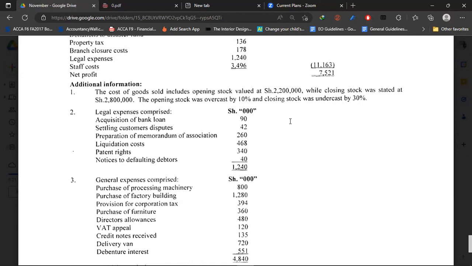We talked about MOA as part of the capital cost, which is not supposed to be affecting the income statement. Now, we have the liquidation cost, patent rights. We are also talking about the costs which are supposed to be incurred before the business starts. We have the notices to defaulting debtors. We also know that is an allowable expense, because when we send a notice, it is basically part and parcel of what you're supposed to be doing in terms of the steps of raising some legal matters.